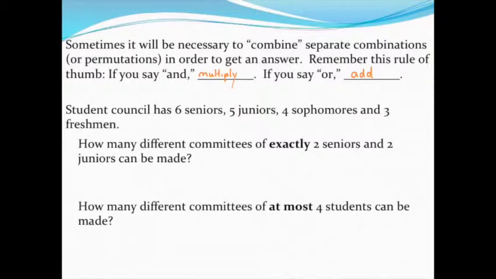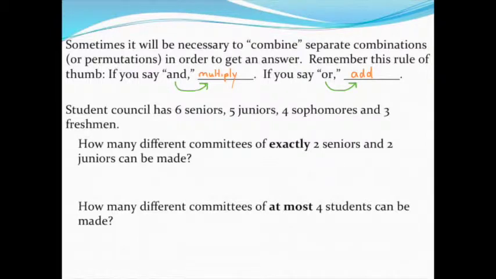Here's where permutation and combination questions can start to get very tricky because we have to piece together different permutations and combinations. My rule of thumb is anytime you say the word "and," you're going to be multiplying those pieces together. Anytime you say the word "or," you're going to be adding those pieces together. That's the rule of thumb I use to make these a little bit easier. Let's go ahead and take a look at our example down here.